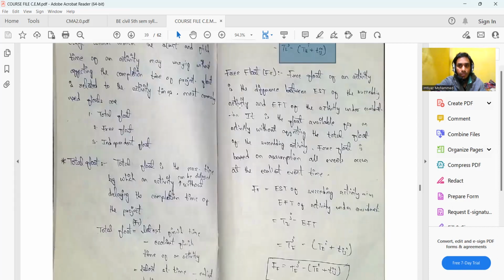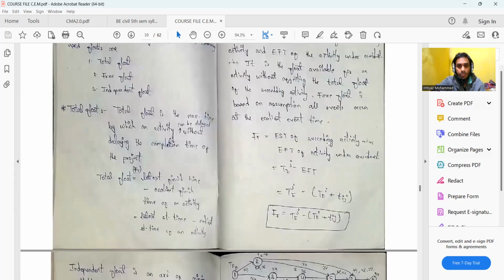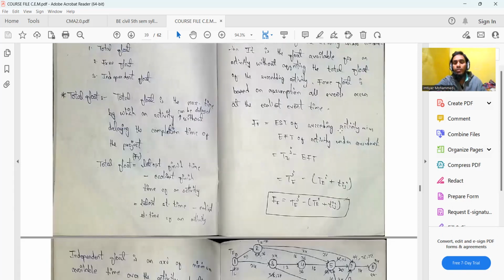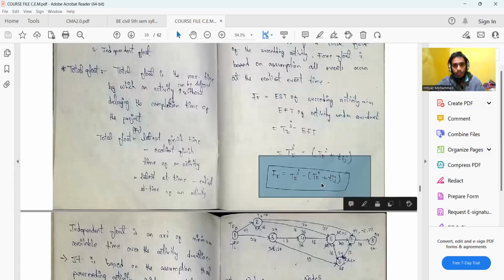Then we have free float, another type of float. Here we define the free float as the difference between EST of the succeeding activity and EFT of the activity under consideration. It is the float available for the activity without affecting the total float of the succeeding activity, and it is based on the assumption that all events occur at the earliest event time. Guys, you just need to put in some effort to understand all these definitions. It may not always be possible to go for a detailed explanation here, so I hope you can understand this. This is the formula: free float is TEJ minus bracket TEI plus TIJ.